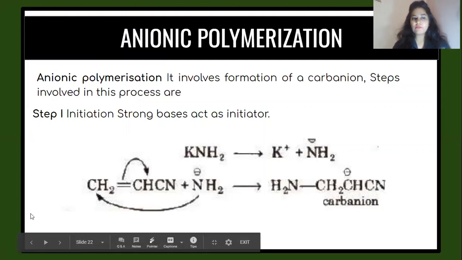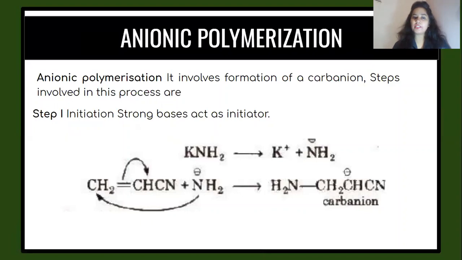So the very first step, which is called the initiation step, will begin with an initiator. In the case of the anionic polymerization technique, we have taken KNH2 as the initiator. Now what will happen is this KNH2 will break down into K+ and NH2-. So now, as you all know, we will be dealing with only the carbanion that has been formed.